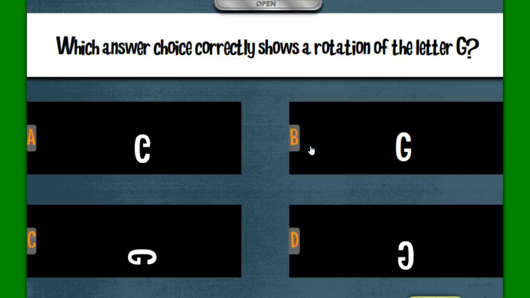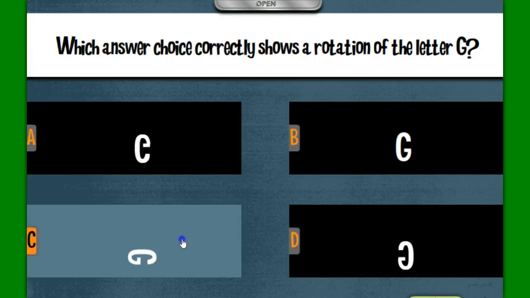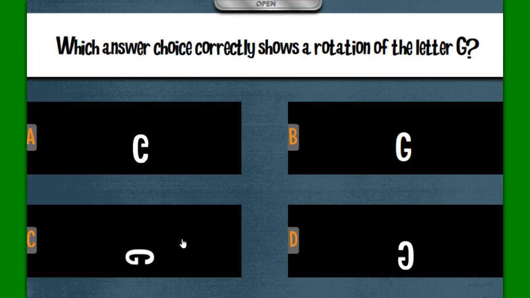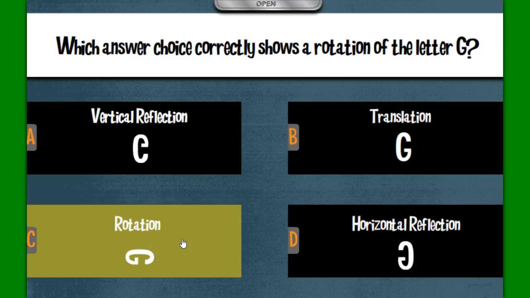Which answer choice correctly shows a rotation of the letter G? B, A, C. Rotation means turning. Answer choice C correctly shows a rotation of the letter G. Answer choice A is a vertical reflection. Answer choice B is a translation. Answer choice D is a horizontal reflection.